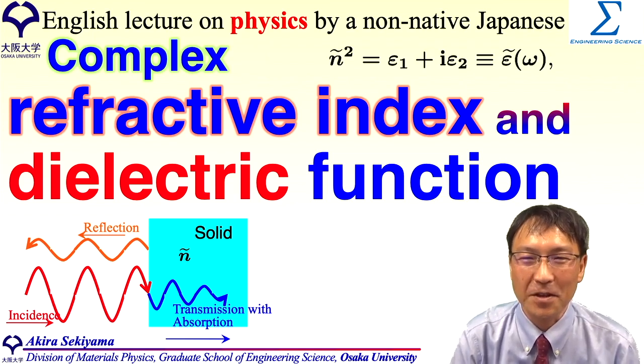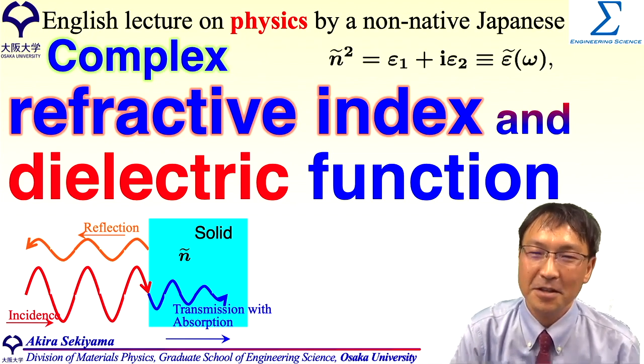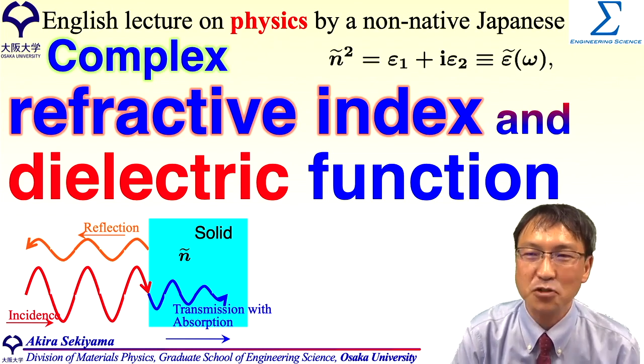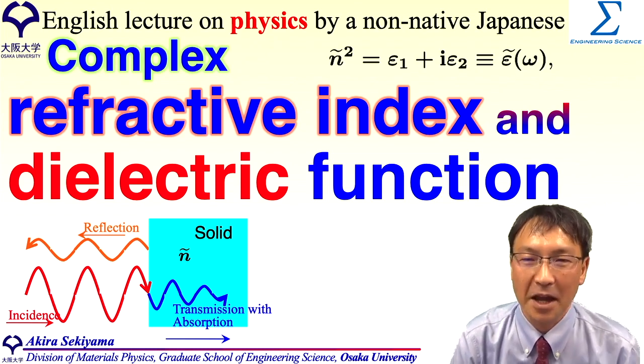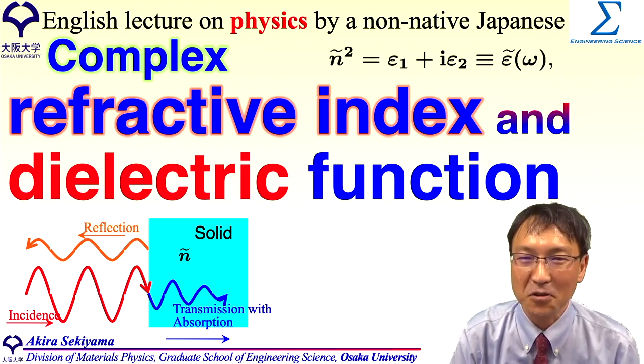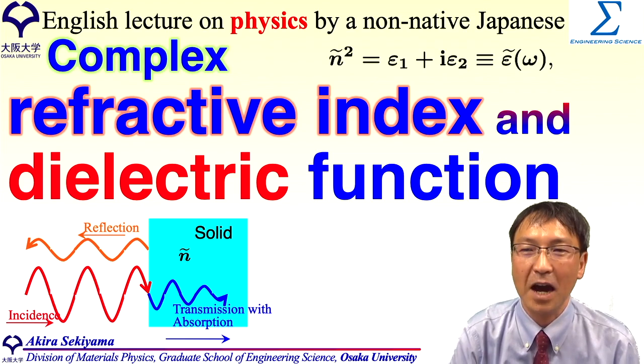In this movie, at first, the complex refractive index is introduced, which directly determines the optical property of solids. This index is a kind of consequence of the interaction between the charged particle, electron in most cases in solids, and incident light, classically described as electromagnetic waves.